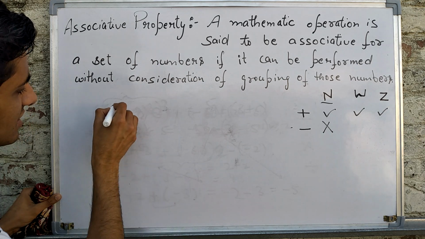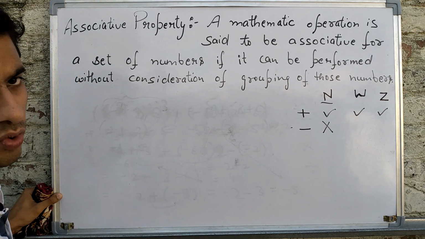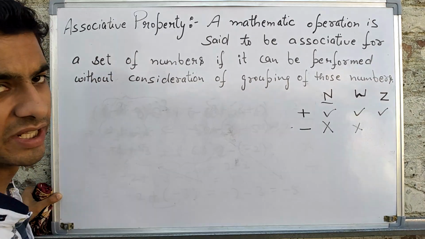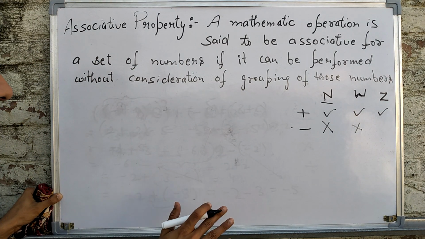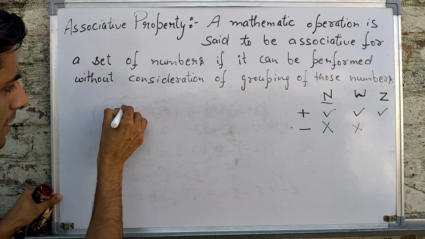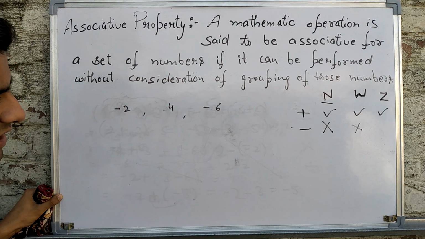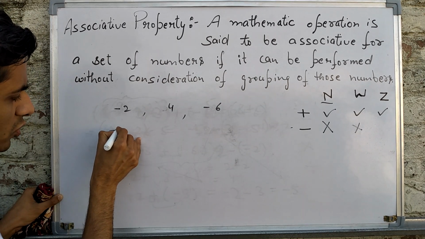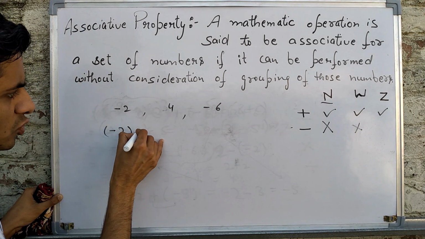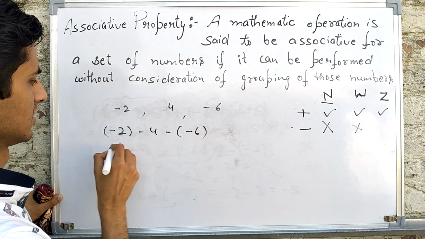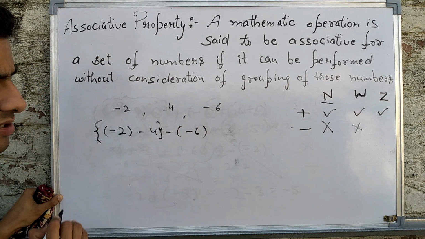For whole numbers, obviously you can take 0 along and check for it. So it would also come out not to be associative. Let us shift our focus to integers. -2, 4 and -6. Suppose these are the three integers we are having. So I want to do subtraction now. -2 -4 -6. So here I am grouping these two.